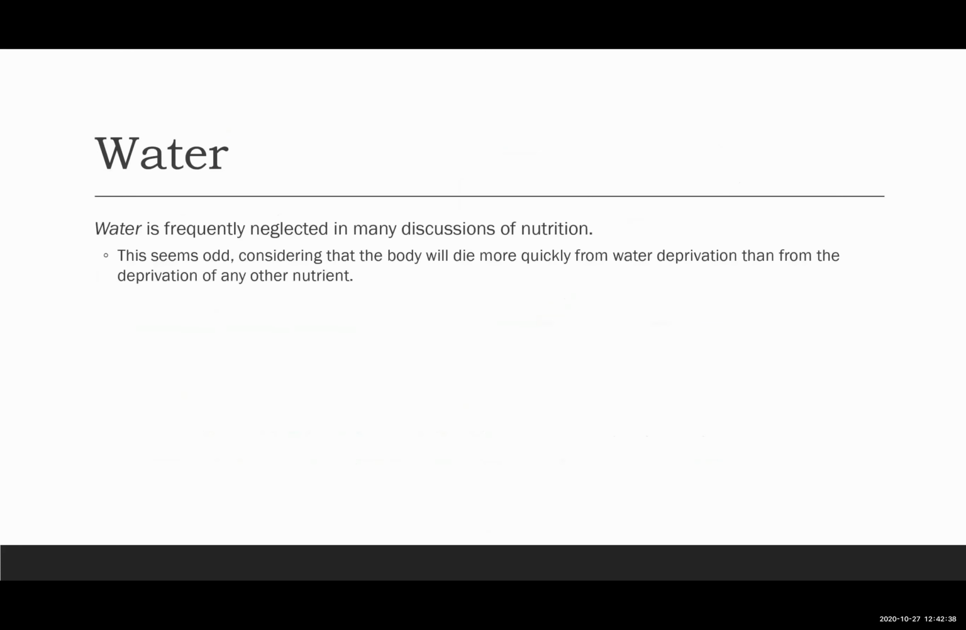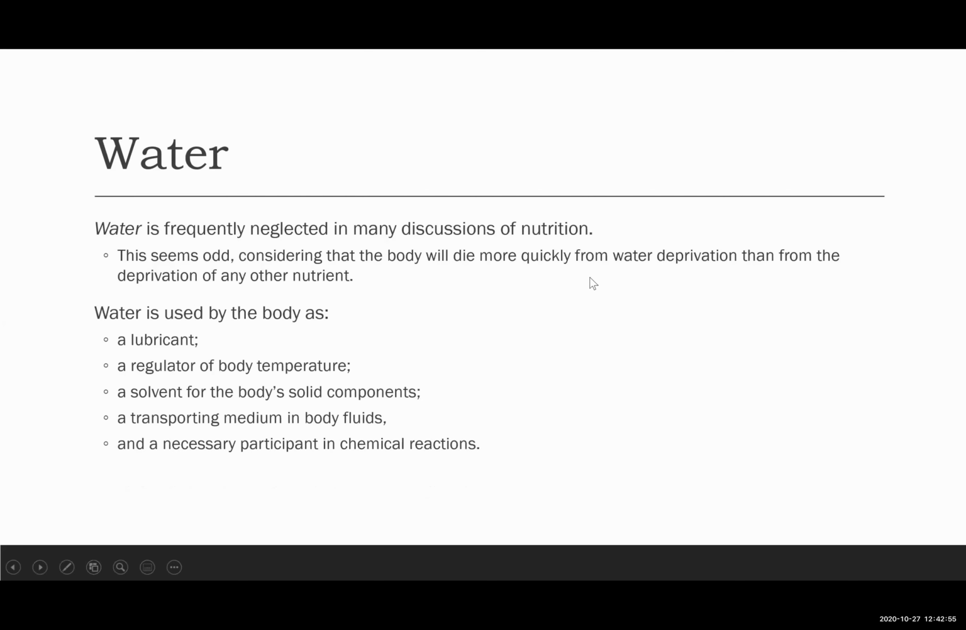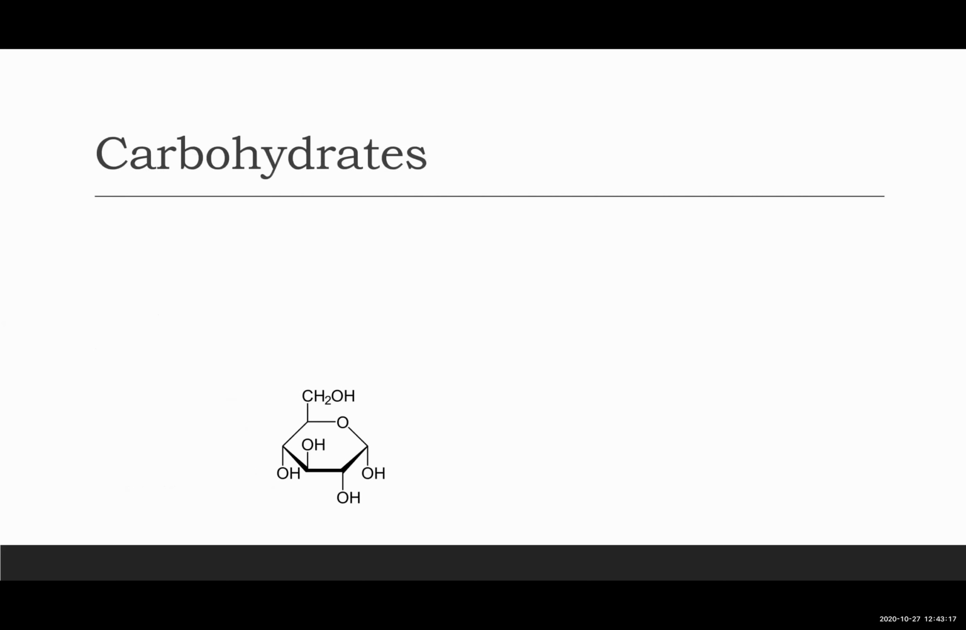All right, water. So water is a nutrient. Oftentimes people do not think of water as a nutrient, but it's the most important nutrient that exists, that an animal or a person must have, because without it, they will quickly die. In the body, it is used as a lubricant. It regulates body temperature. It is a solvent for solid components, like we just discussed. It transports things throughout the body, especially in the fluids. And water is necessary for a lot of chemical reactions that occur, as well as those associated with metabolism.